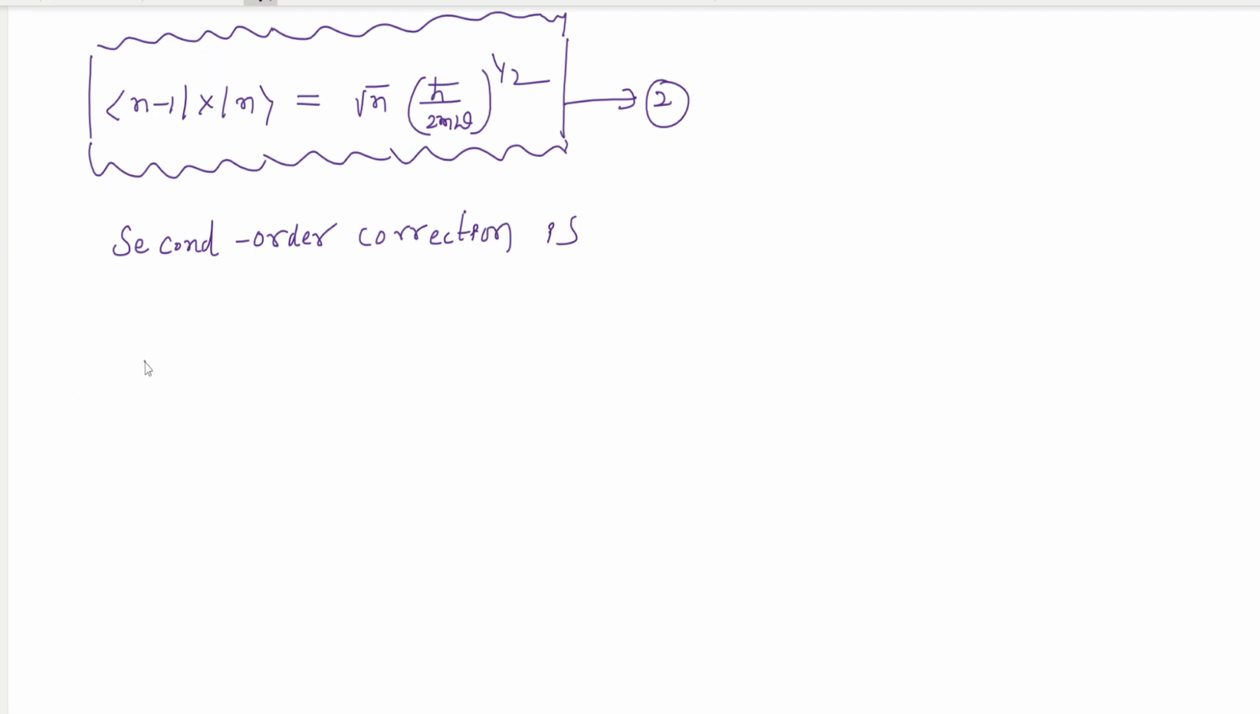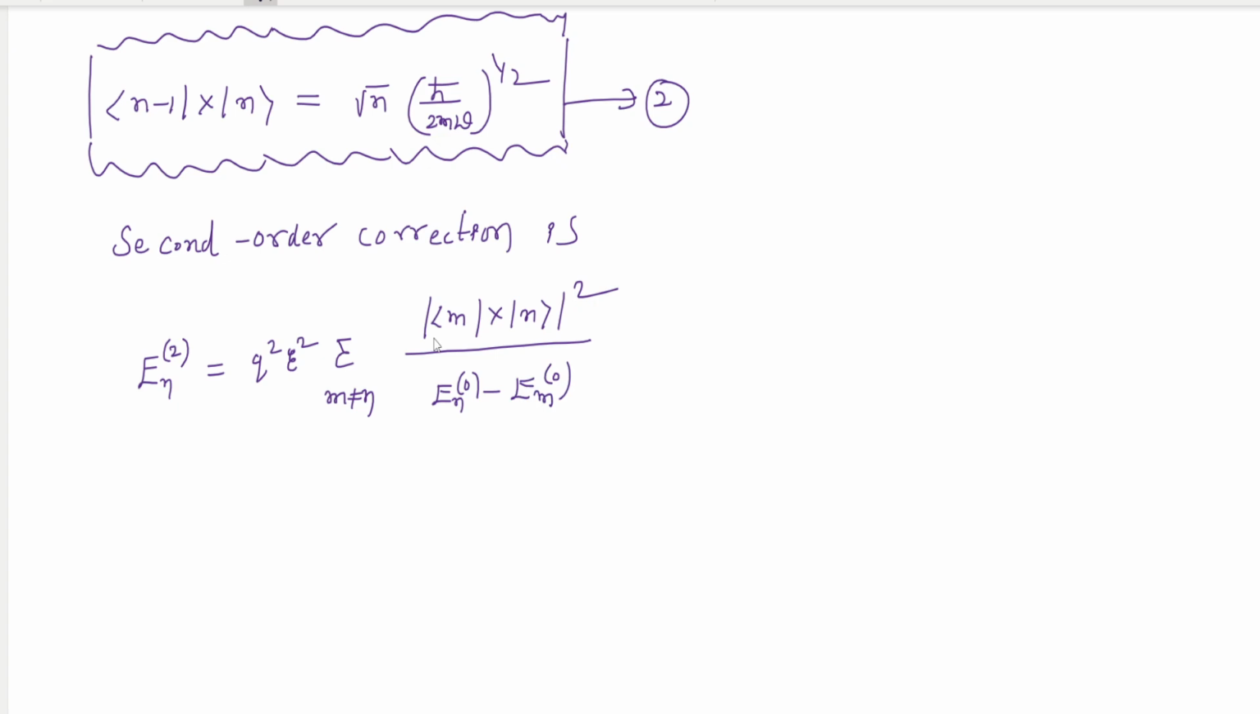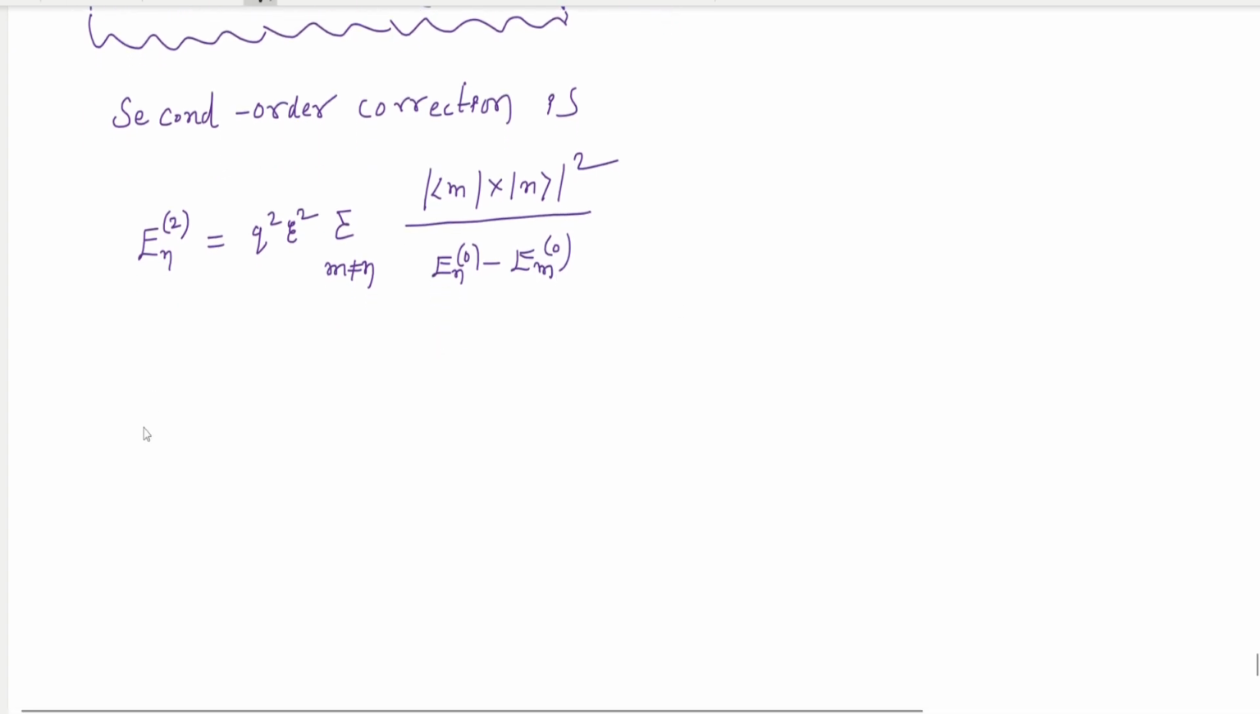So this is the formula, right? E2, the second order correction energy term, equals Q square electric field square, summation over m not equal to n, modulus square of the matrix element m x n divided by En power 0 minus Em power 0. So only two terms, right?